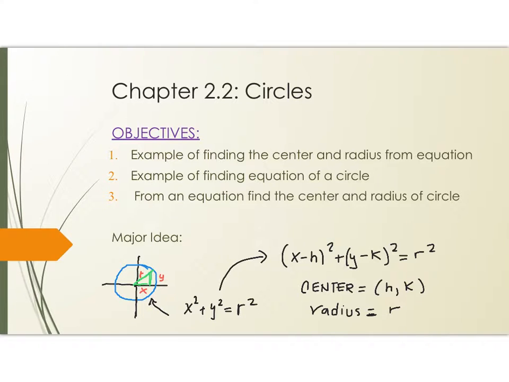In chapter 2.2, we're going to be discussing circles. I would like you to review pages 208 through 211 in your book. Circles are important in understanding how motion occurs in the physical world, like celestial bodies.